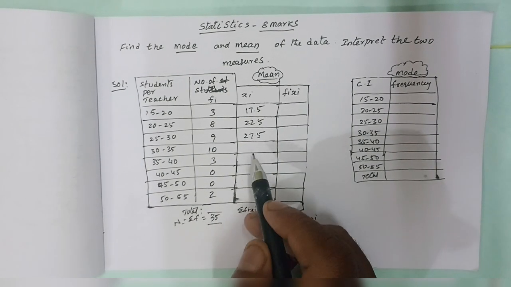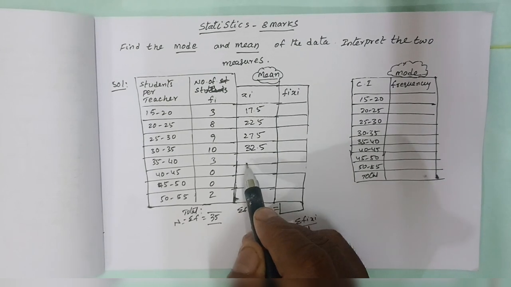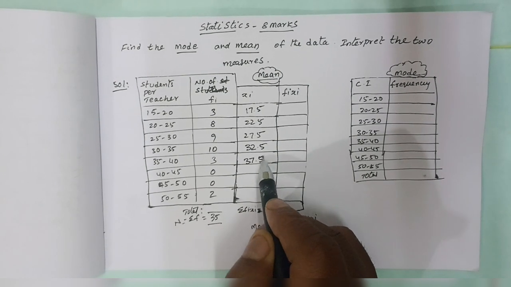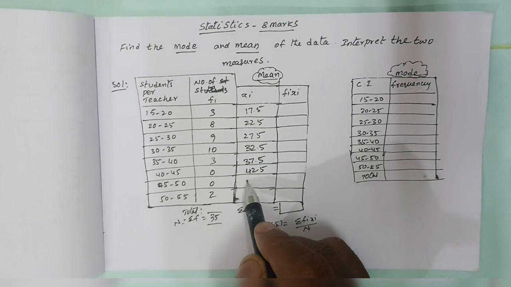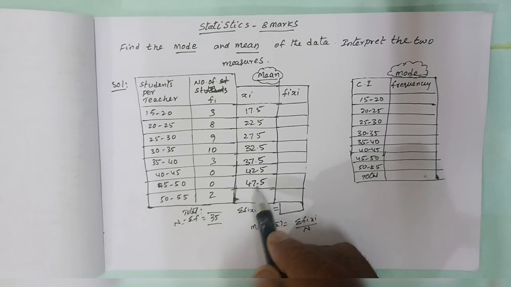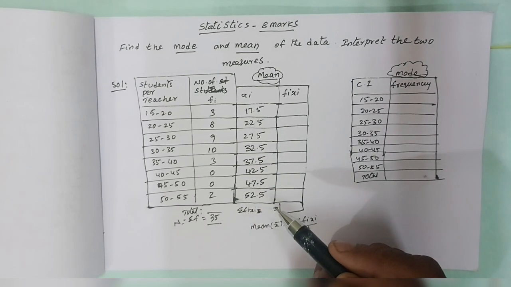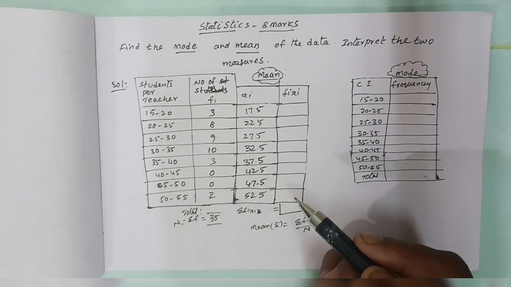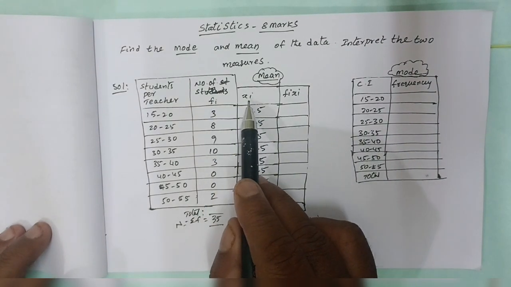Next 27.5. Next 32.5. Next 37.5. Next 42.5. Next 47.5. Next 52.5. These are the mid values. And then this is f, this is x.